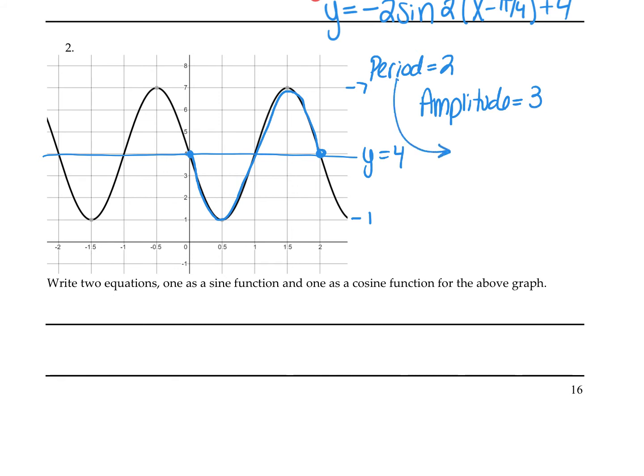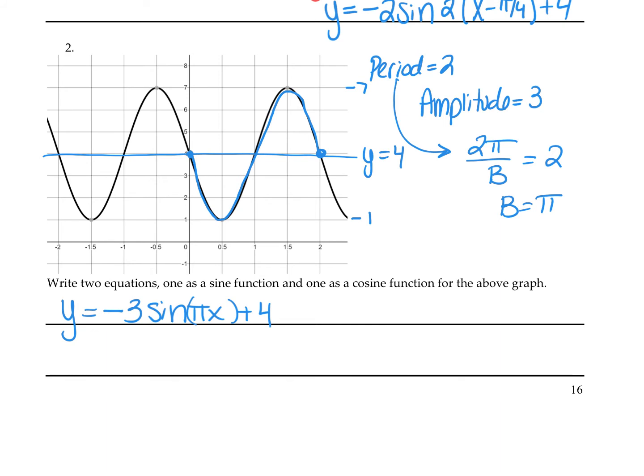Let's go on with more of this period stuff. So if my period is 2, then 2 pi divided by b would equal 2. That means b is pi. And this sine has no shift, but it is reflected. So for this first equation, I'm going to have negative 3 sine of pi times x plus 4 to represent that blue curve.